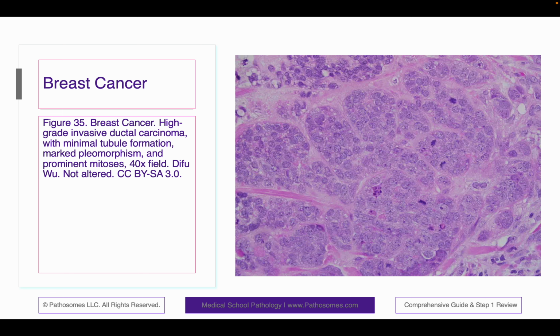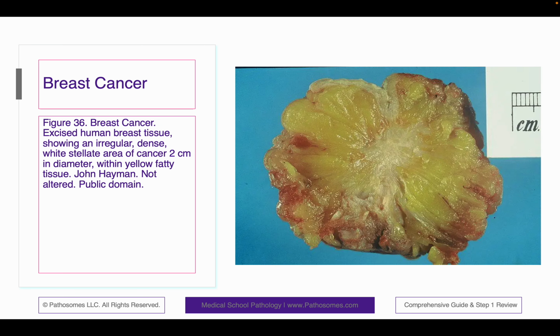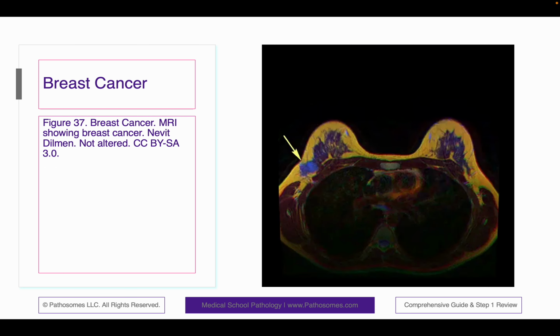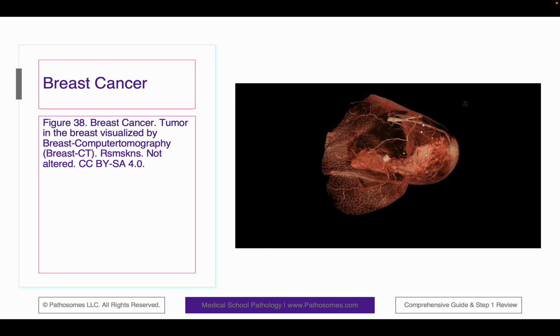And here we can see a histologic section from a breast cancer. Note the minimal tubal formation and the varying sizes, and even the mitotic figures. And here we have breast cancer that was removed from a patient. This is what a lumpectomy looks like in real life. And here, for you future radiologists out there, is what an MRI looks like that's showcasing breast cancer in this particular case. And this is a very special imaging technique showcasing a breast CT with a tumor that's being visualized.